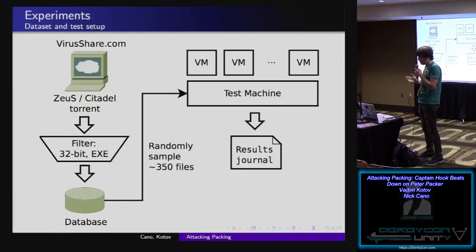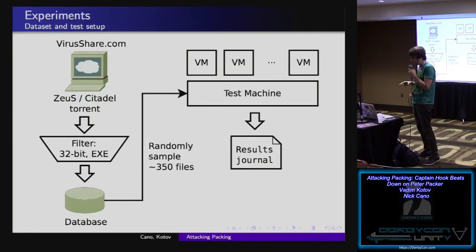And these are banking Trojans that are very well studied, and it's easy to automatically check whether the unpacking was complete or not, because different malware artifacts, such as registry keys and maybe user agent strings, are known, so we could check for that. So we then filtered. We only included 32-bit executables, so DLLs are not supported for now, and 64-bit is not supported for now.